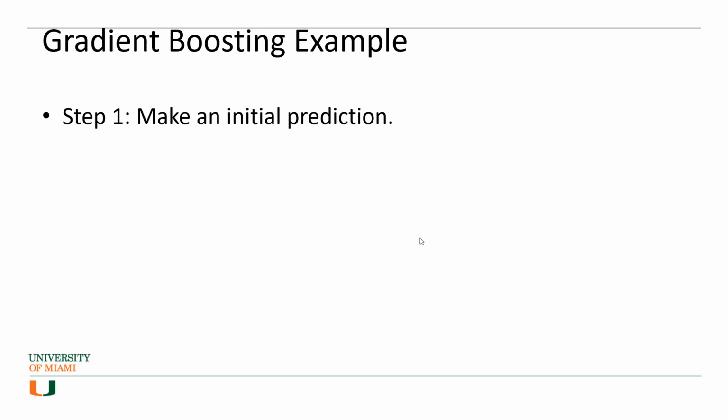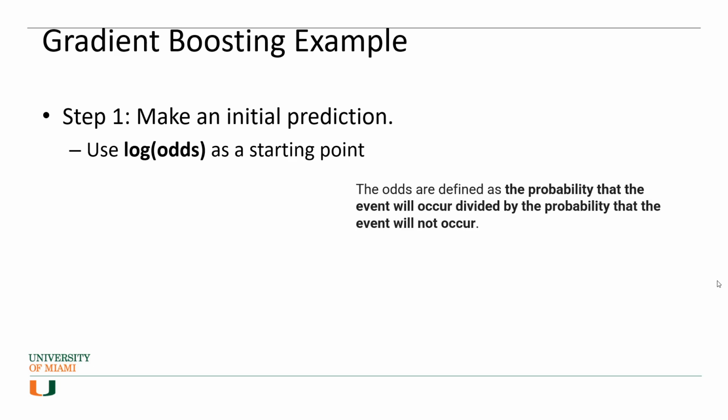The very first step is to make an initial prediction. Now, what is the initial prediction? We are just going to use the log odds as a starting point. Now, for those of you who are not familiar with odds, it is defined as the probability that an event will occur divided by the probability that the event will not occur. Now, in our case, the odds of a cat person, or in other words, the odds that an individual is a cat person, is going to be the cat person divided by not a cat person.